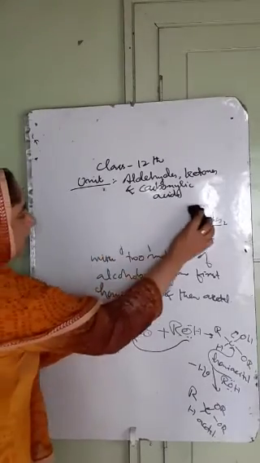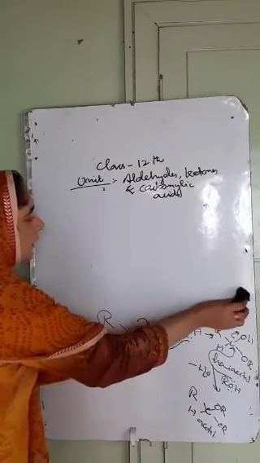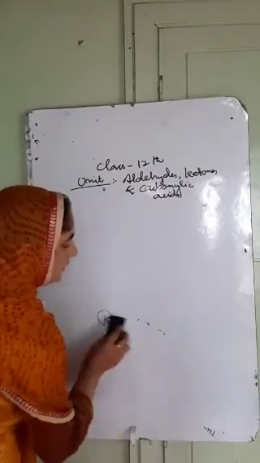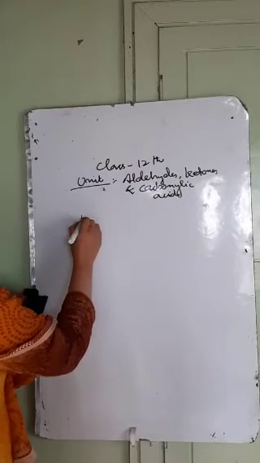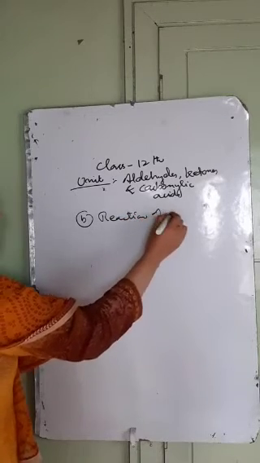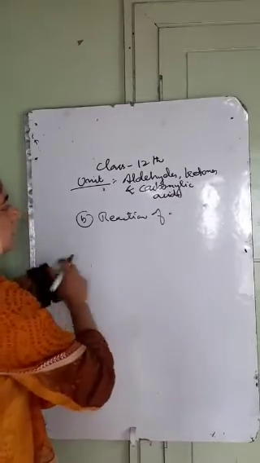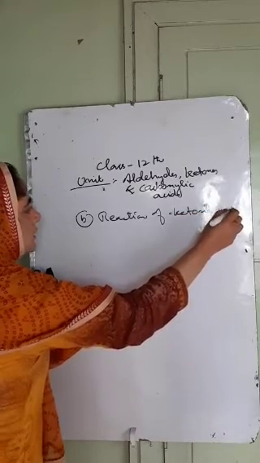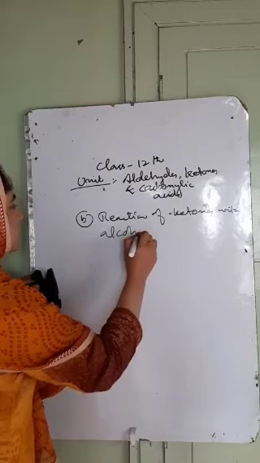So number 2, this is the difference between the reaction of the aldehydes and the ketones with alcohols. Reaction of aldehydes. Reaction of ketones with alcohols.